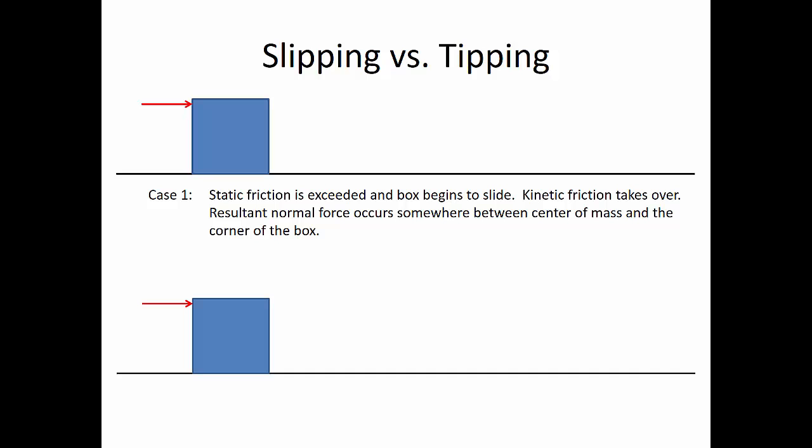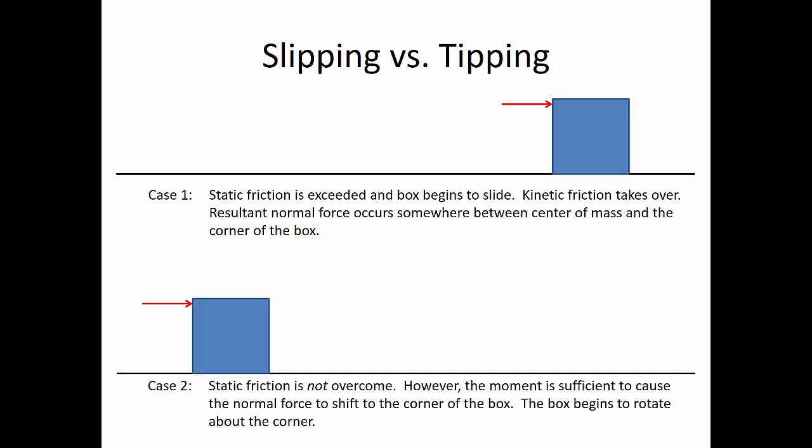There are two cases that we have to consider. In the first case, we have static friction that is exceeded and the box begins to slide. Kinetic friction takes over, and the resultant normal force occurs somewhere between the center of mass and the corner of the box. In case 2, the static friction is not overcome. However, the moment is sufficient to cause the normal force to shift to the corner of the box, and the box begins to rotate about the corner.